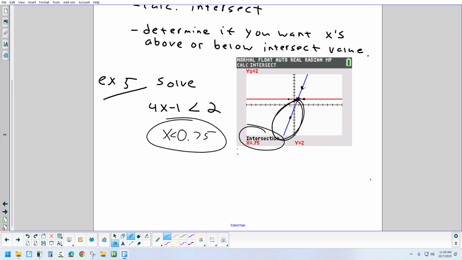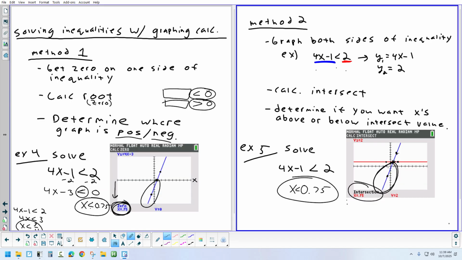So x is less than 0.75. So there's 2 different ways to solve inequalities. One method uses a 0. The other method uses an intersect. It doesn't matter which one you do. Okay. Any question on either method?